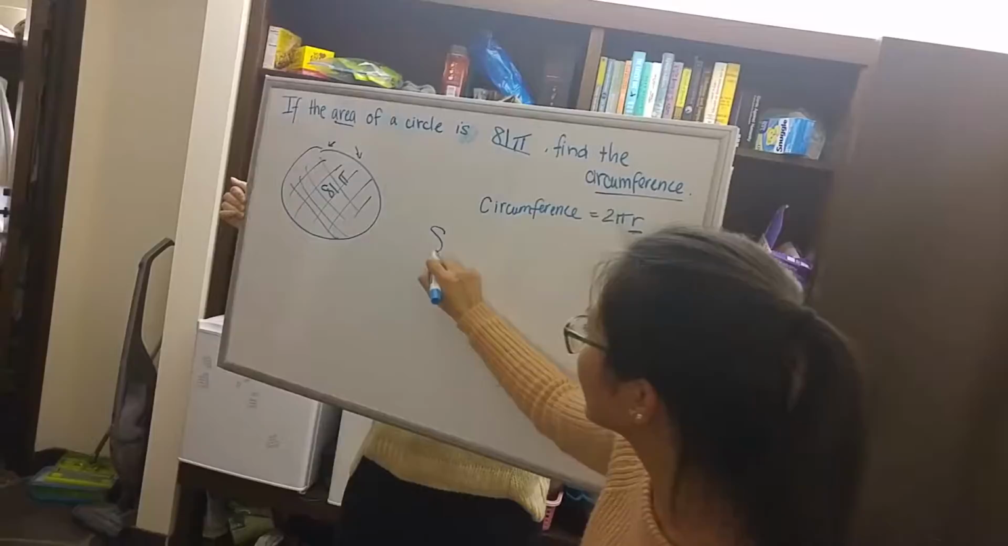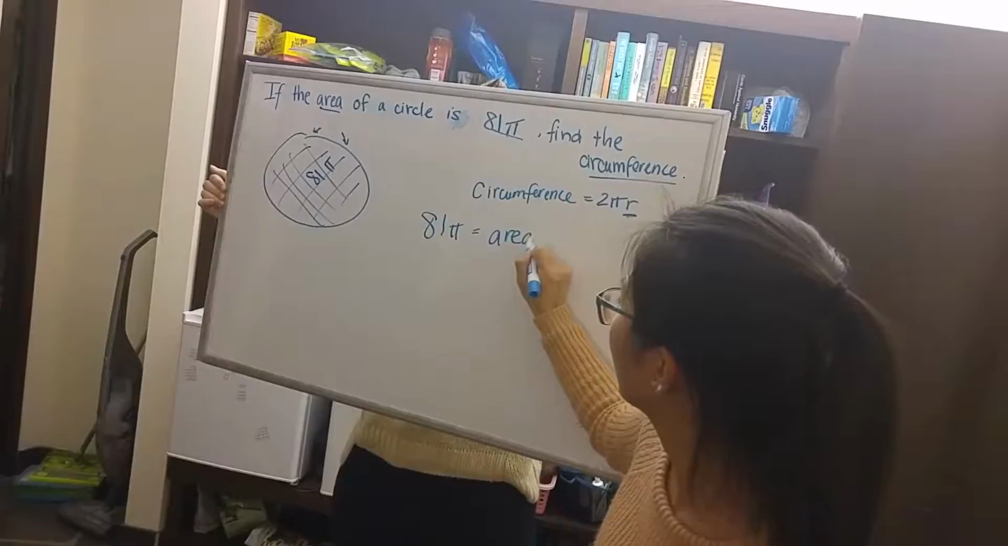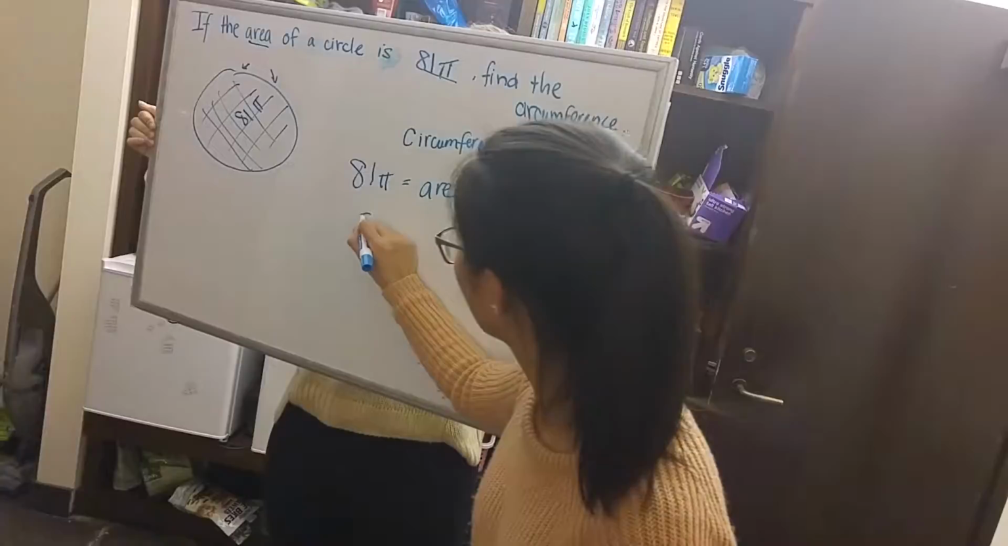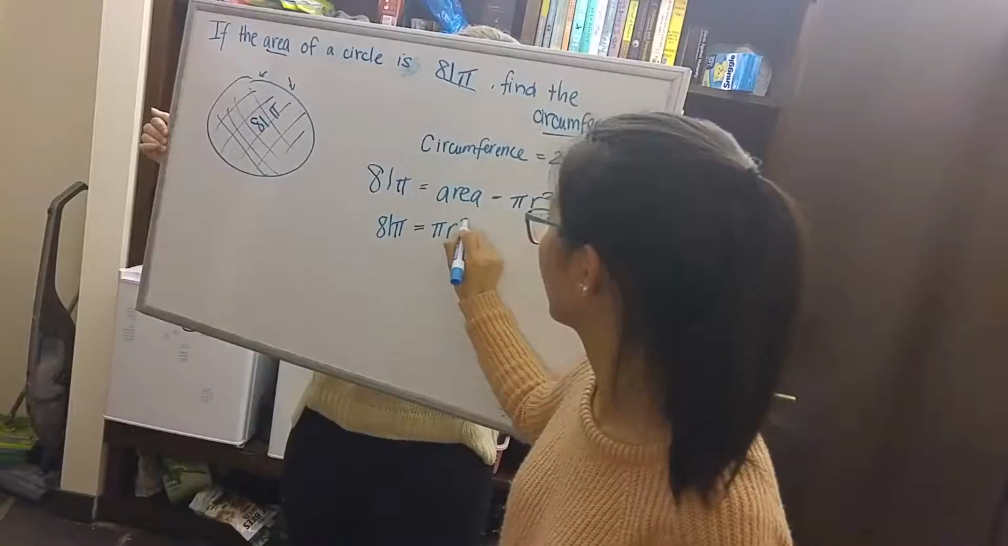All right, so what do we know about the area here? We know the area is 81 pi. Equals. But how do you find r? There's no r here. Equals pi r squared, because that's the formula for area. Okay. 81 pi equals pi r squared. All right, now turn to your partner and let's find r.